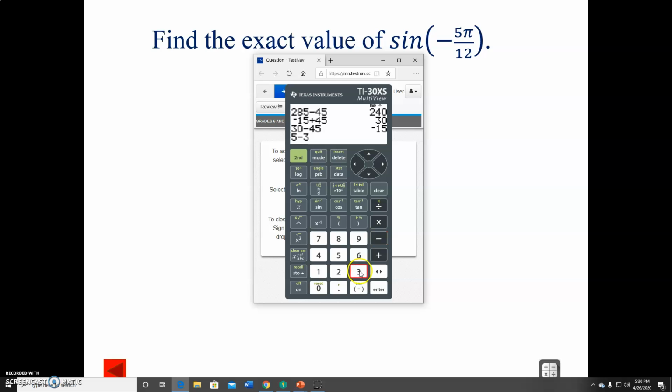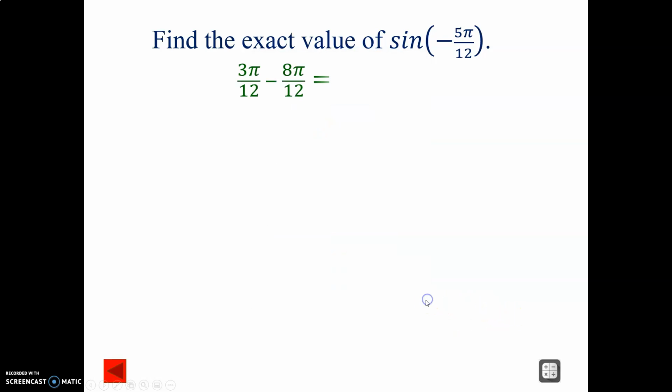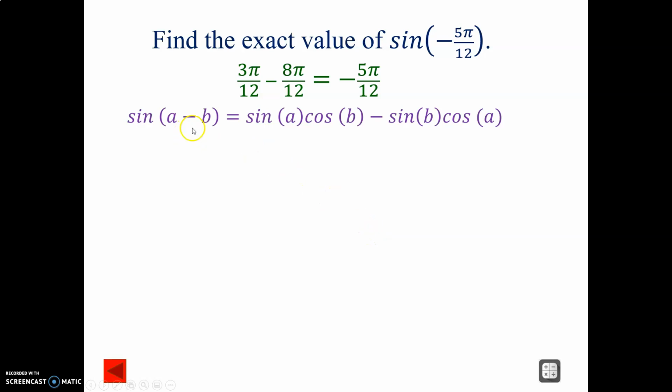So there's the 5 minus 3, which gives us 2. 2 plus 3 gives us positive 5. That's not what we're looking for. But 5 plus 3? There's the 8. 8 minus 3 is 5. 3 minus 8 will give us the negative 5. So again, each time I'm either going to add or subtract by 45 or add or subtract by 3. So 3 pi over 12 minus 8 pi over 12 will give us negative 5 pi over 12. So in this case, we're still using subtraction.